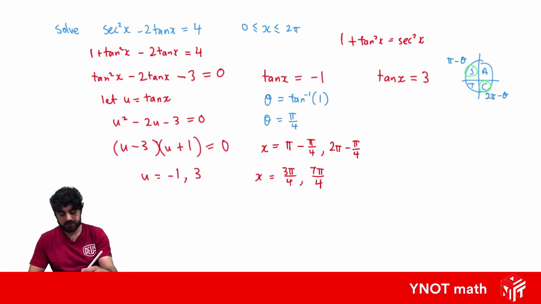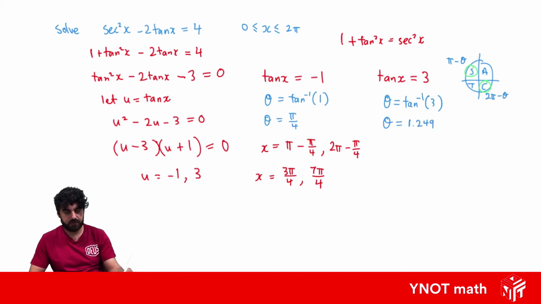Now, for our other answer, we don't have a nice value, so to get our base angle, we're just going to take the inverse tan of 3, which gives theta equaling 1.249 radians. So we can't write it in a nice answer. We could leave it in exact form as inverse tan of 3, which we might do.